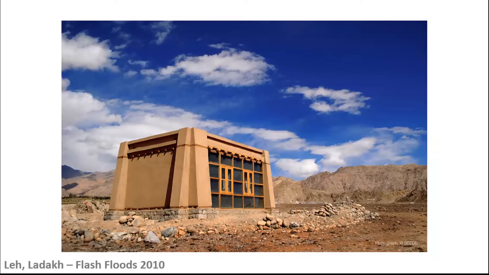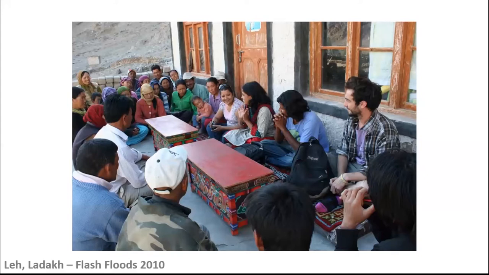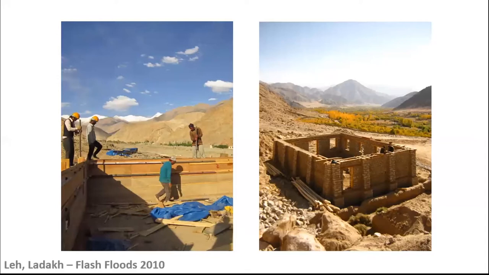Then other than houses, we also got involved in building community centers in two locations, two villages. We had our community consultation meetings with the community to involve them in the whole process and to understand their requirements. And we started building two different typologies. One was in stone, what you see on the right, and what you see on the left is in rammed earth.